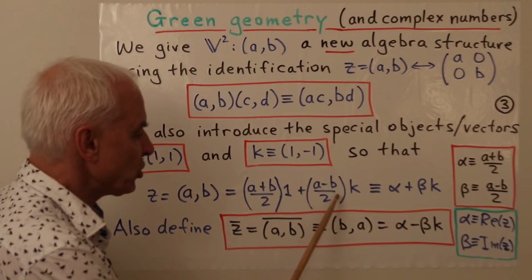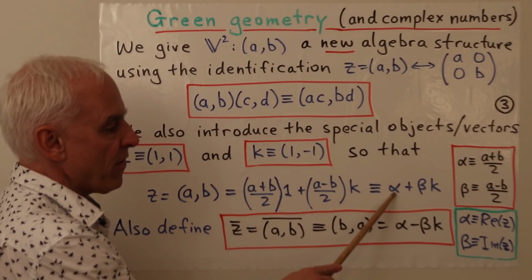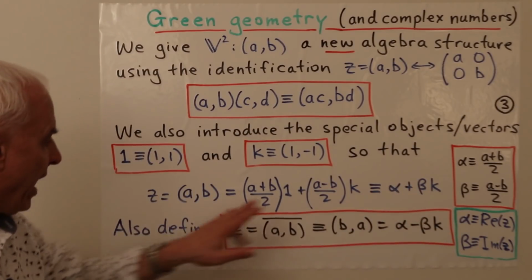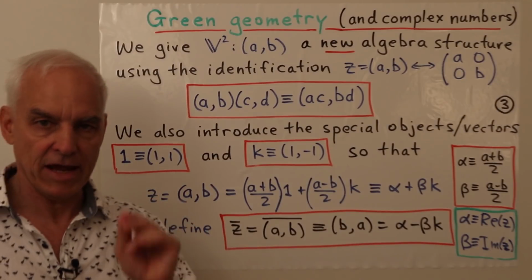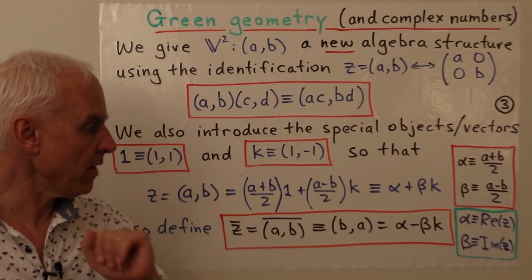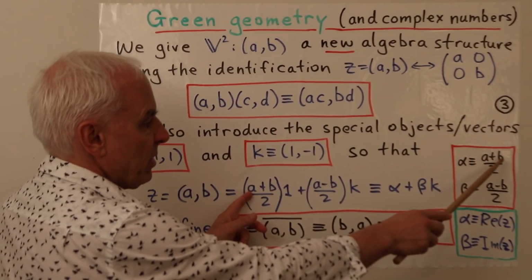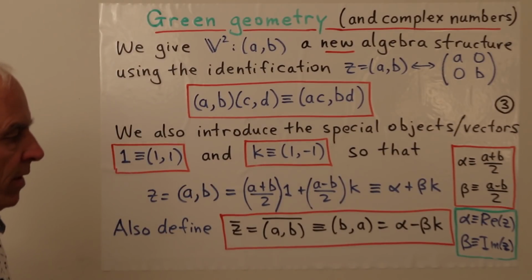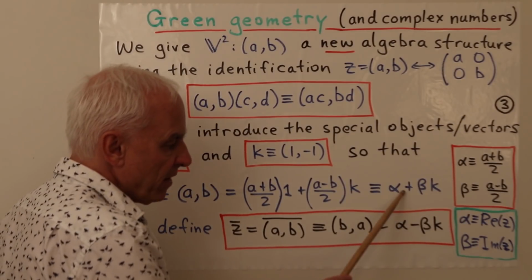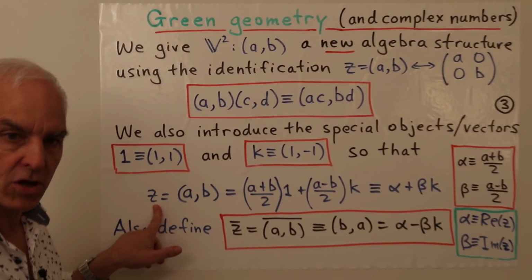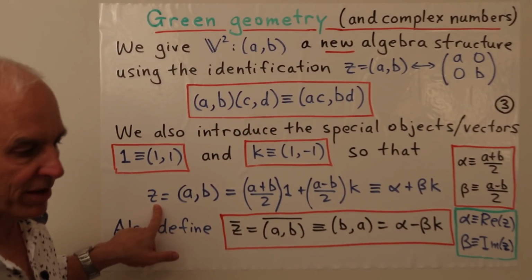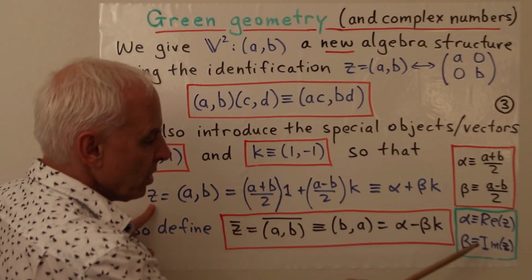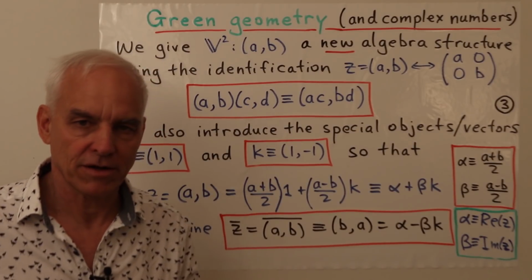So this is then a combination of 1 and k, and let's write it as alpha plus beta k. The alpha and beta here are sort of parallel to a and b, but they are not the same. Alpha is explicitly (a plus b) over 2, and beta equals (a minus b) over 2. We might call alpha the real part of this green complex number, but we're just working in the green setting now. And beta, we'll call that the imaginary part of the complex number z.